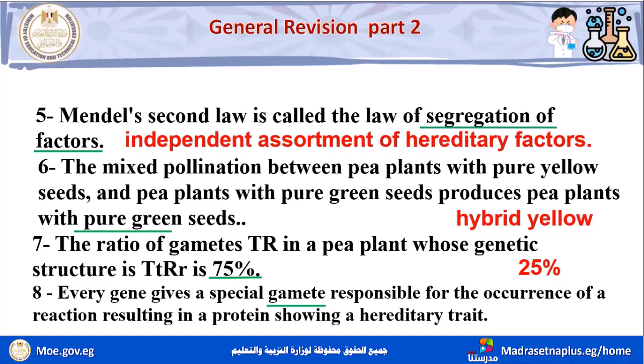Question number 8. Every gene gives a special gamete responsible for the occurrence of a reaction resulting in a protein showing a hereditary trait. Every gene gives a special enzyme responsible for the occurrence of a reaction resulting in a protein showing a hereditary trait.